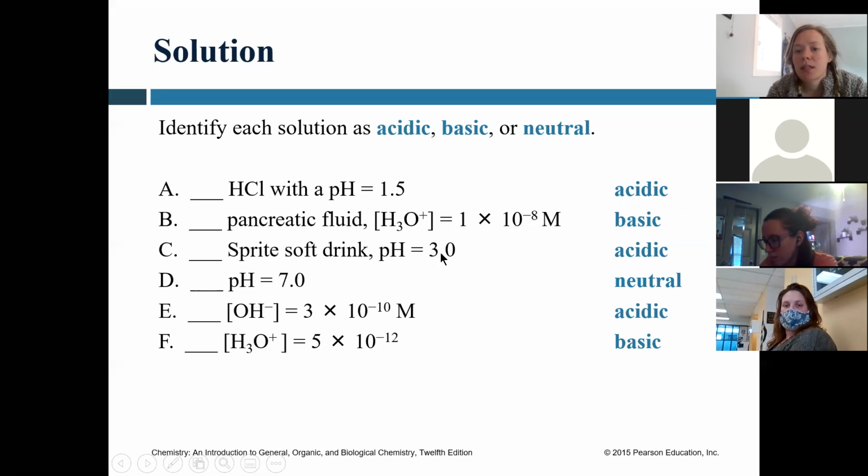Sprite has a pH of 3, that's acidic. pH of 7, that's neutral. OH, so this is talking about its OH concentration, not its H plus concentration. If our OH concentration is less than that negative 7, that means we don't have a lot of this, we will have a lot of the acid. So we'd say this is acidic. And H3O plus, this says we have a really small amount of the H plus. It's smaller than that negative 7, which is our breaking point in the middle. So the OH will win out, and we're basic.